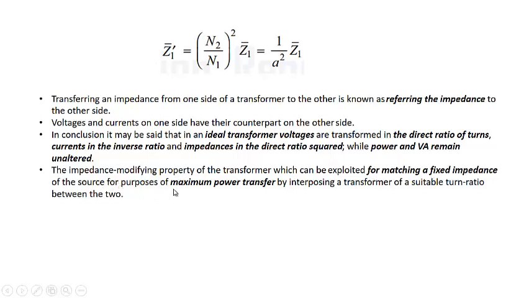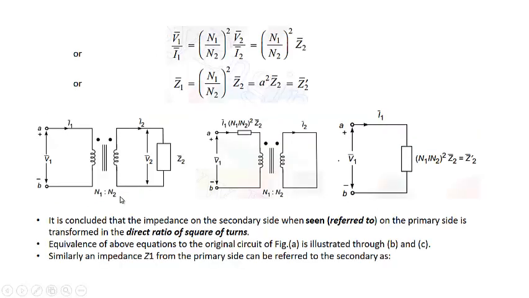The impedance modifying property of the transformer can be exploited for matching the fixed impedance of the source for the purpose of maximum power transfer, by interposing a transformer of suitable turn ratio between the two. As I told you in the earlier classes, for example, this is the source, it has some source resistance, and it has some load resistance. Since we are referring it to the primary, there will be some resistance.